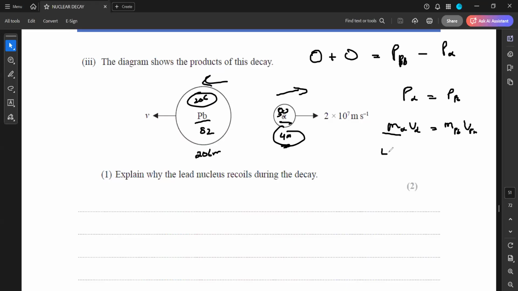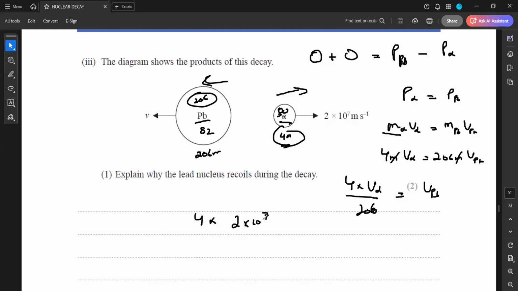So for the alpha particle, I can say 4m times speed of alpha is equal to 206m times speed of lead. m will cancel with m. So 4 multiplied by speed of alpha divided by 206 is equal to speed of lead. So it will be 4 multiplied by speed of alpha, which was 2 × 10^7, divided by 206.